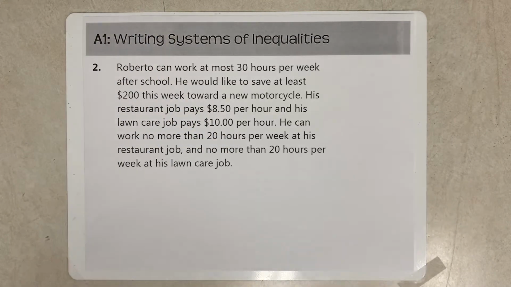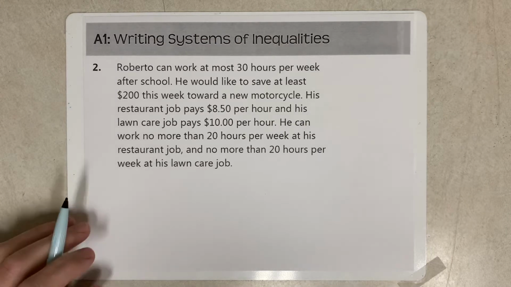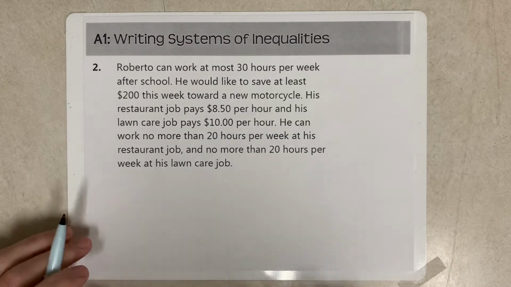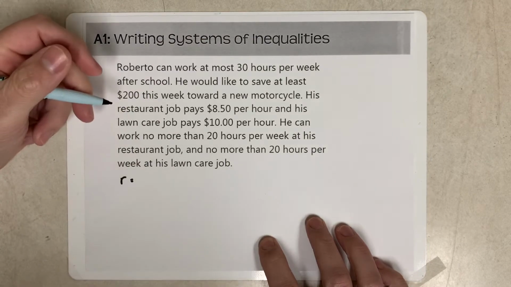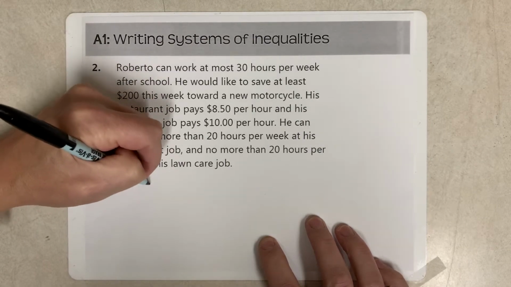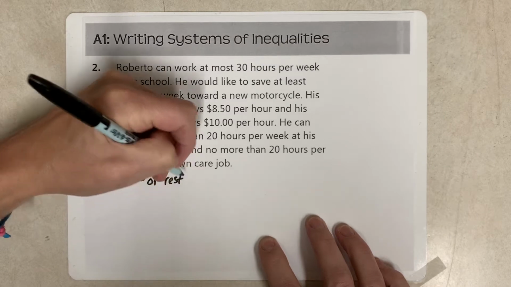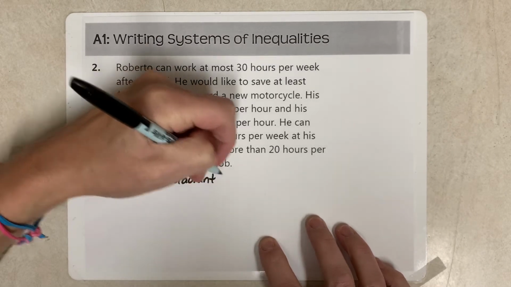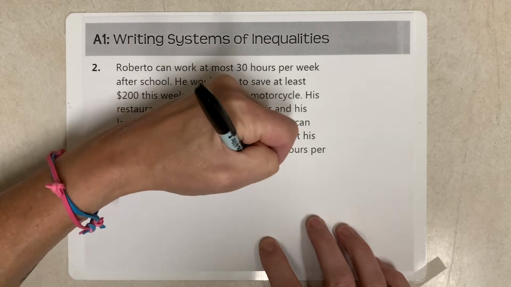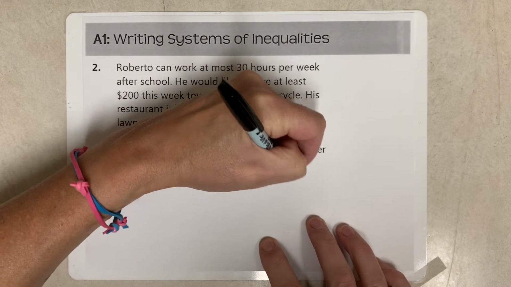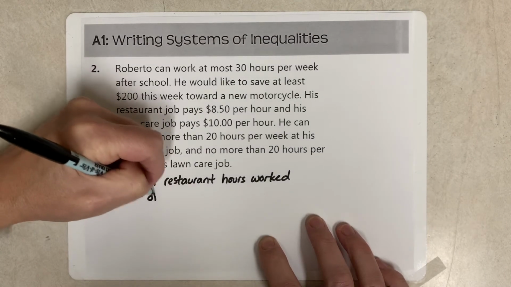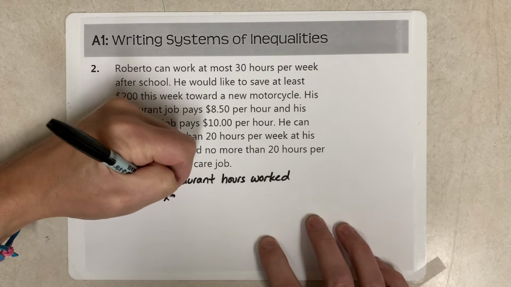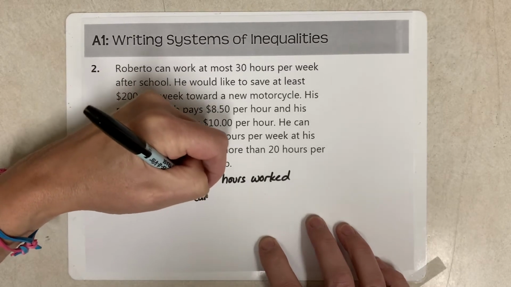So there's a mixture of hours going on here that he can work between the two jobs, but there are restrictions, and we call those constraints. So let's say R equals the number of restaurant hours worked. Okay, so we can use R for that. And let's let L equal the number of lawn care hours worked.